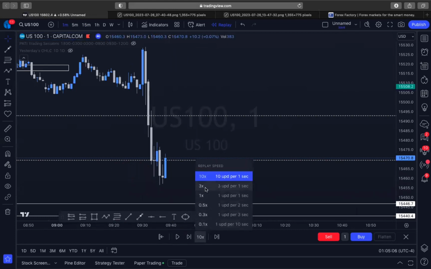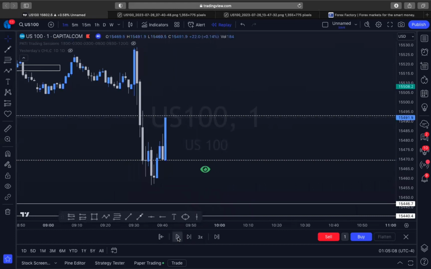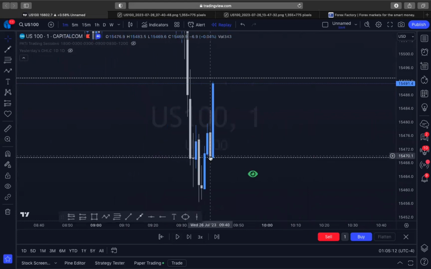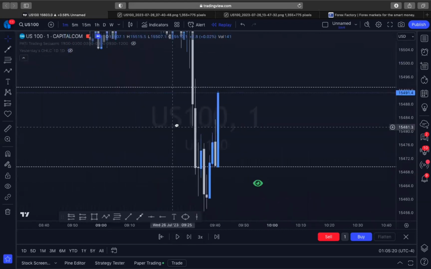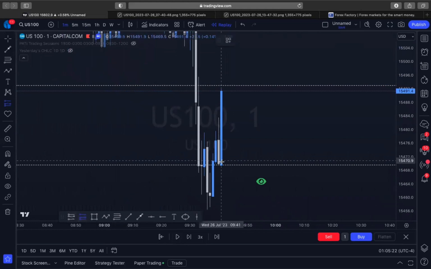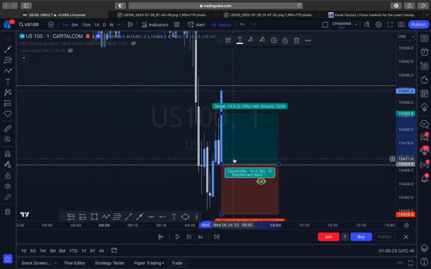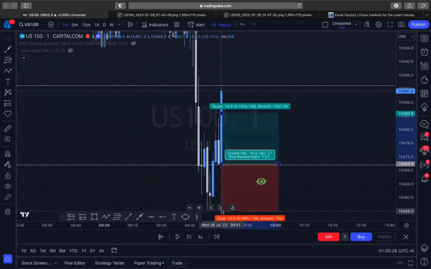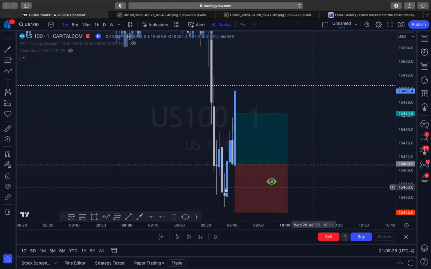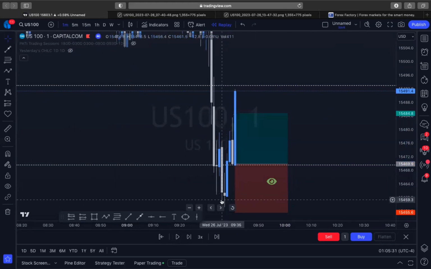If we play this back, I took my entry right around this area, where that low was taken out. So it would have looked something like, it came back down to my stop, which was right underneath those lows, because again, it already took the low.